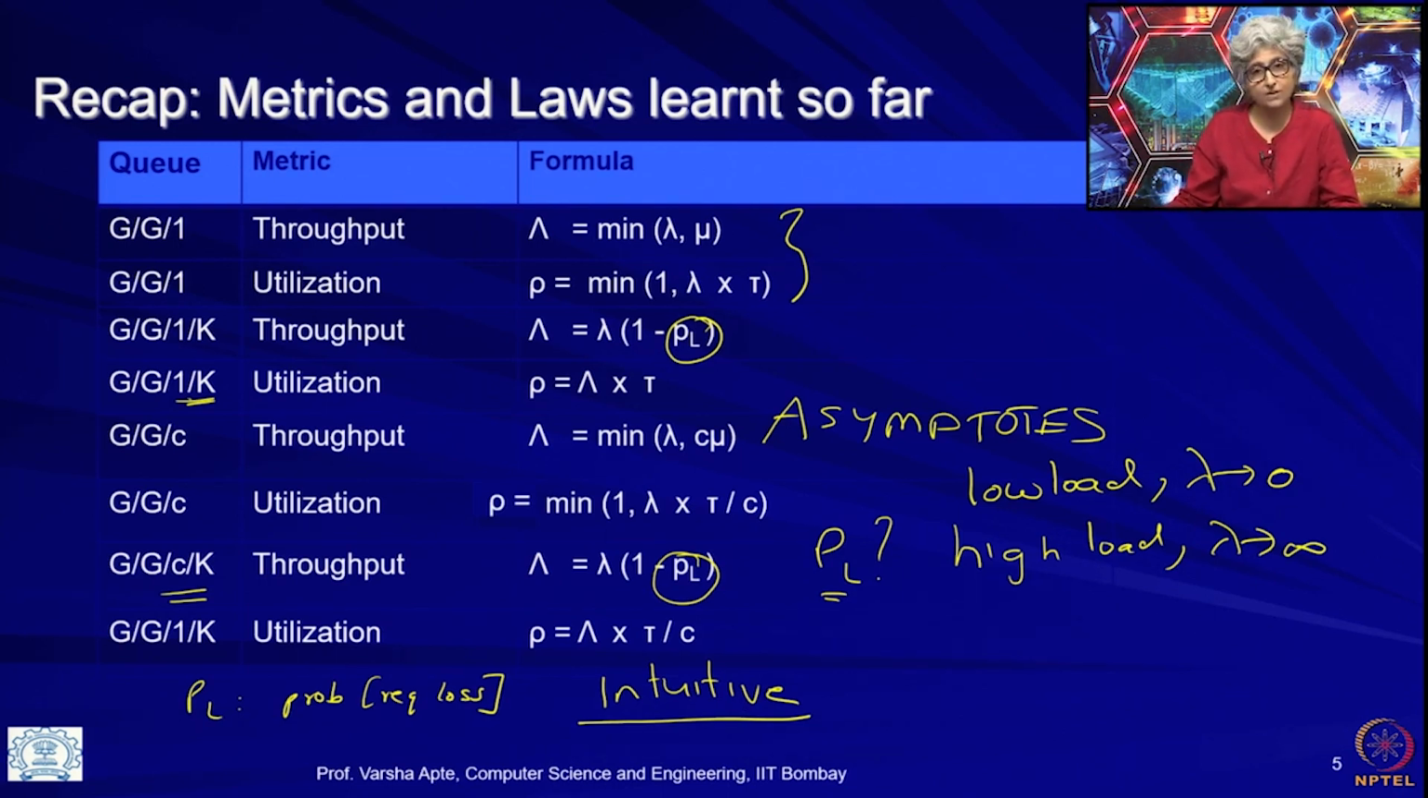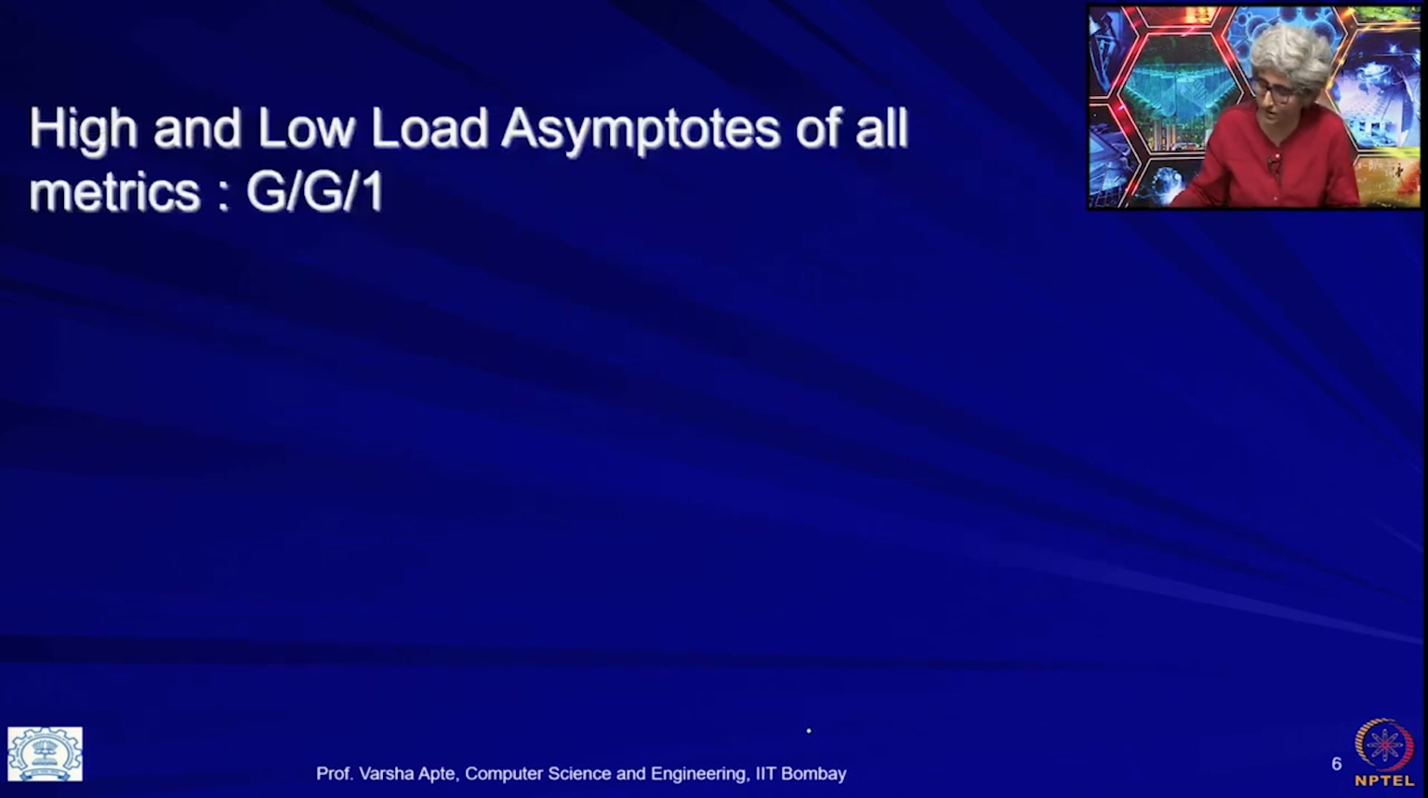So, asymptotes are very important in verifying experimental results, and in doing some planning and sizing. After this lecture, in the next lecture, after asymptotes are done, we will see how asymptotes can be used to verify experiments or do some simple capacity planning. So, let us talk about asymptotes.